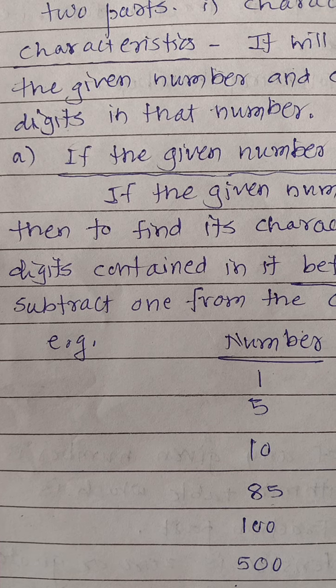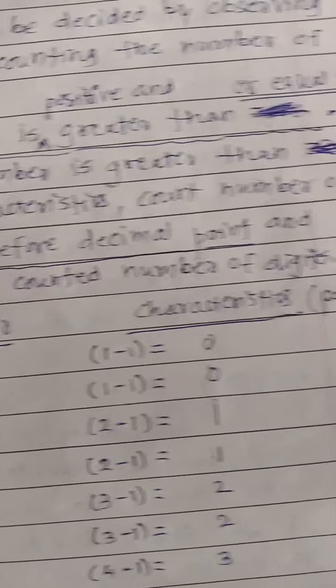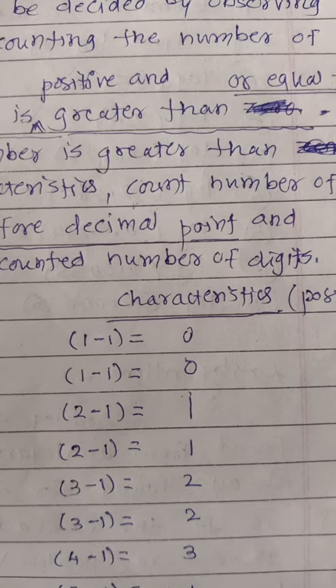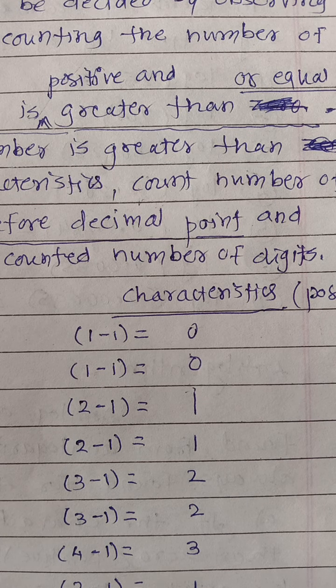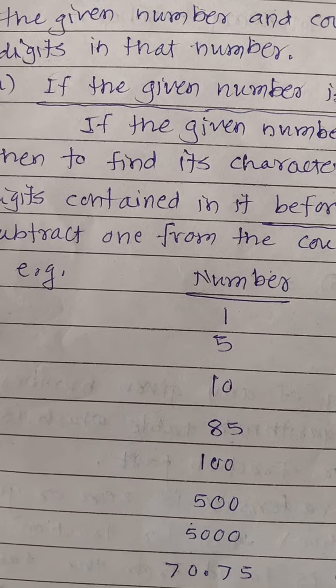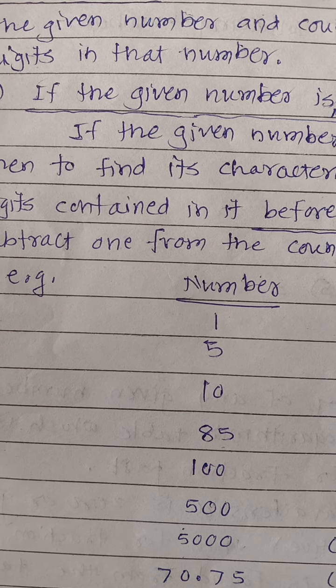First of all, let us see A, if the given number is positive and greater than or equal to 1. If that given number is positive and greater than or equal to 1, that is, the given number is 1 or any number greater than 1, then what is the procedure to find out its characteristics.